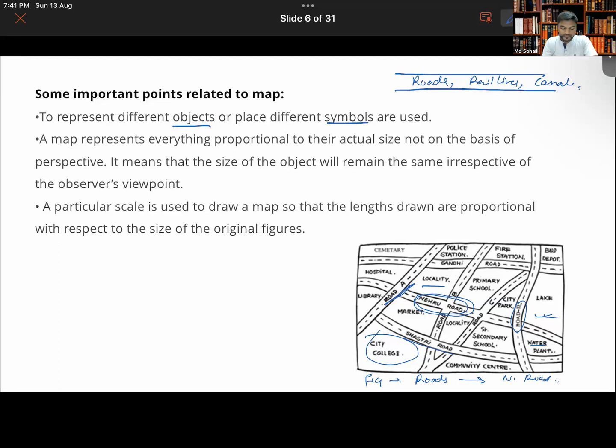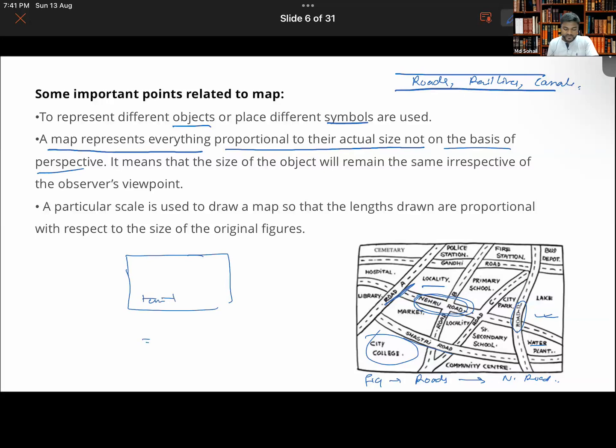So in a map, you don't get the actual size of the physical features on the land. You get a relative picture, a representative picture. A map represents everything proportional to their actual size, not on the basis of perspective. For example, on a piece of map, 1 centimeter might represent 1 kilometer on ground.